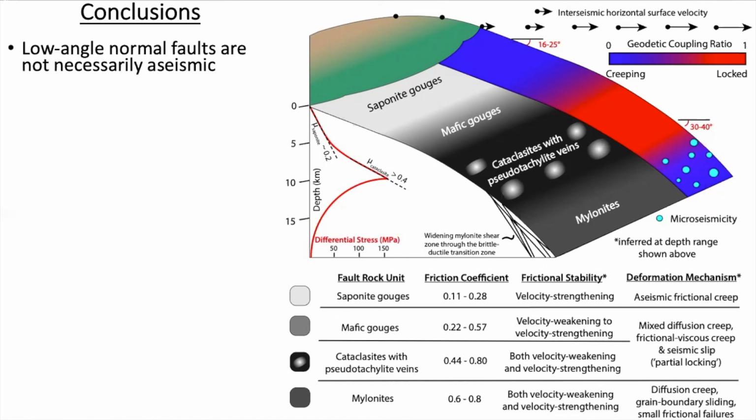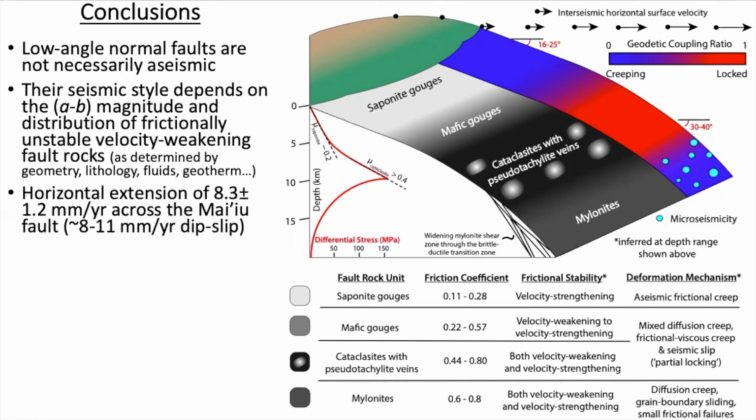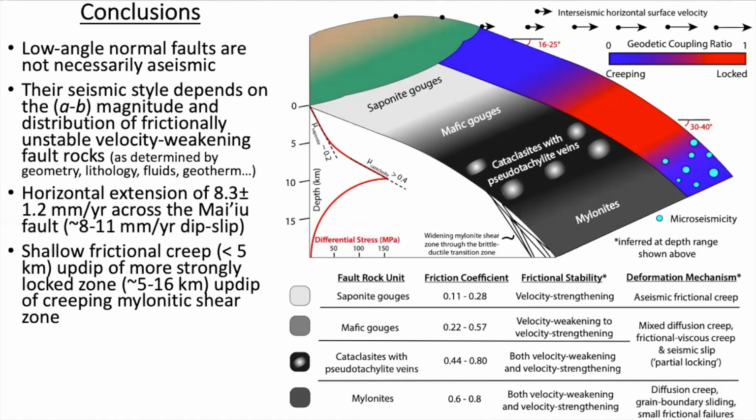So some conclusions of our study are that low-angle normal faults are not necessarily aseismic. We found through the rate and state friction modeling that their seismic style depends strongly on both the magnitude and distribution of frictionally unstable velocity weakening fault rocks. Our GPS experiment showed horizontal extension rates of about 8.3 millimeters per year across the Mayu fault, which correspond to dip slip rates of 8 to 11 millimeters per year on the low angle normal fault.